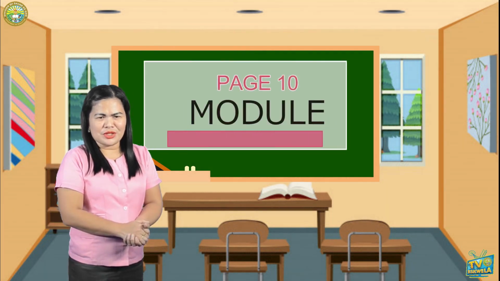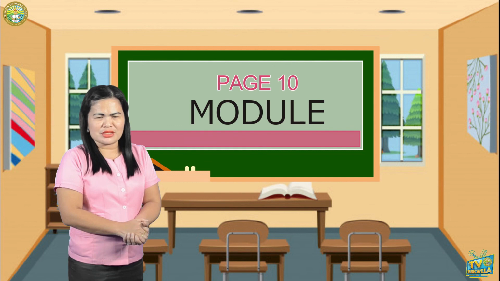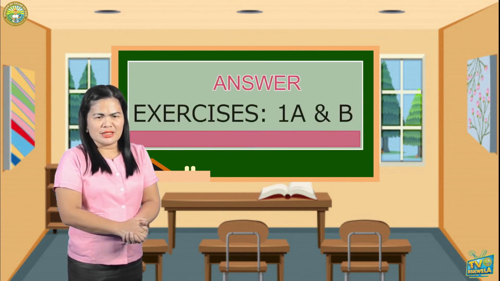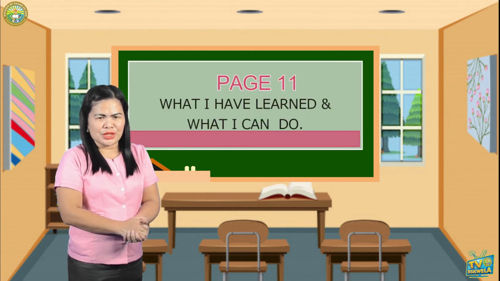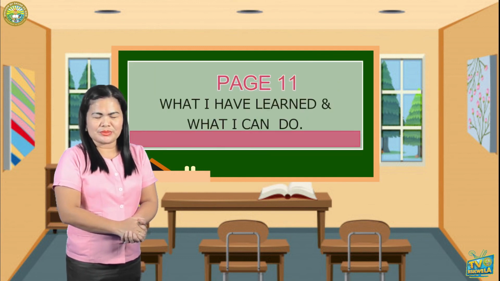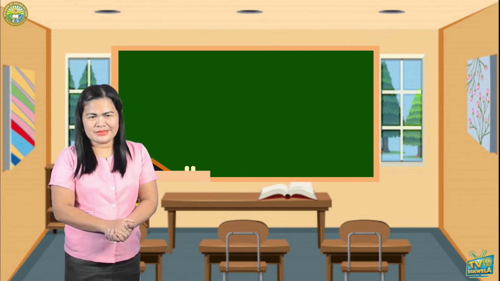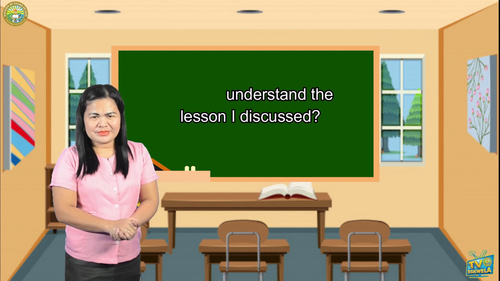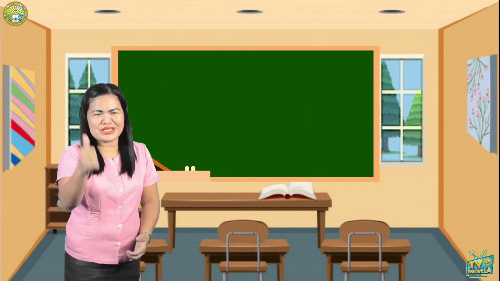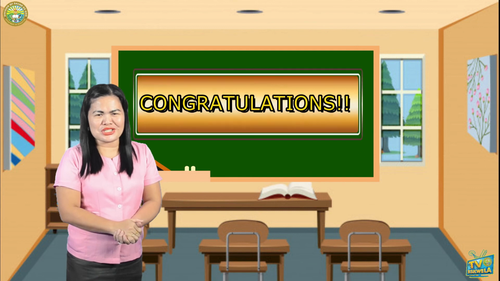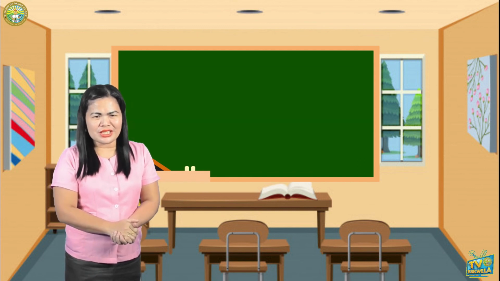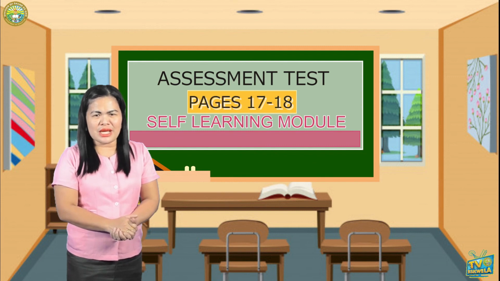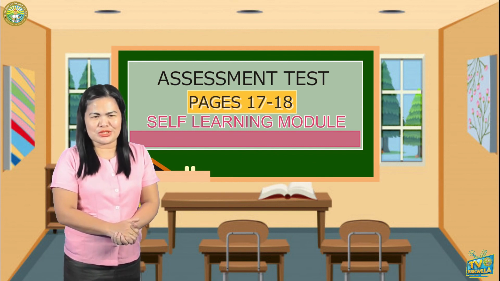On page 10 of your module, do not forget to answer exercises 1A and B, and on page 11, what I have learned and what I can do. Did you understand the lesson I discussed? That's incredible! Congratulations, learners! I think you are ready now to take the assessment test on pages 17 to 18 of your self-learning module.